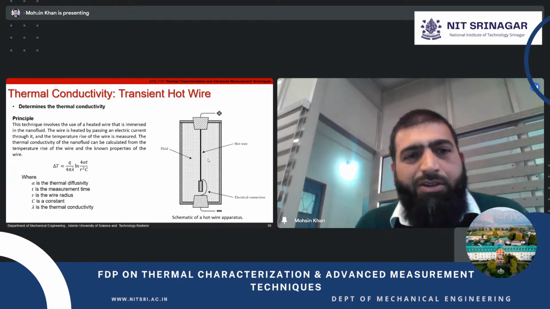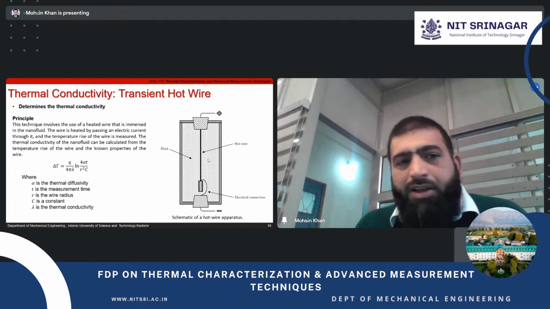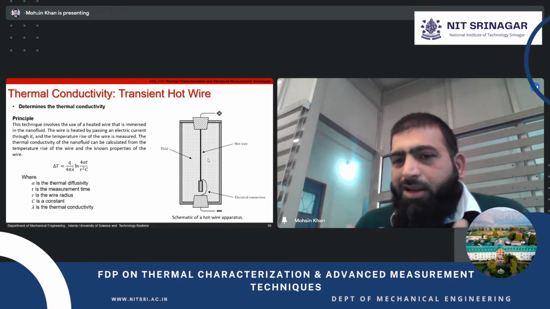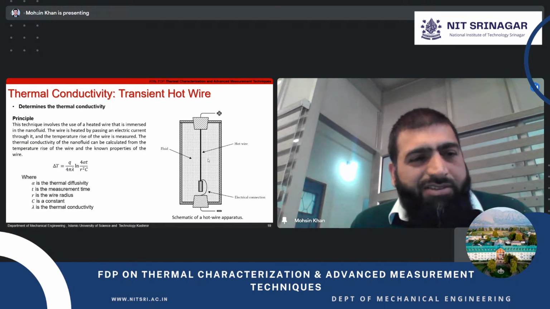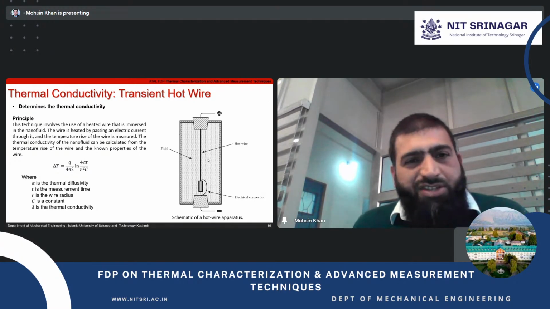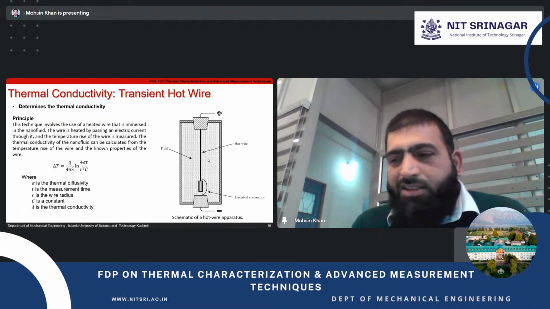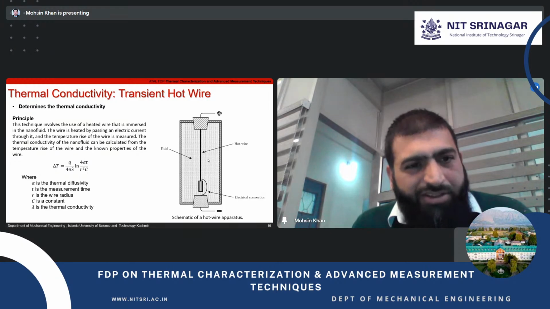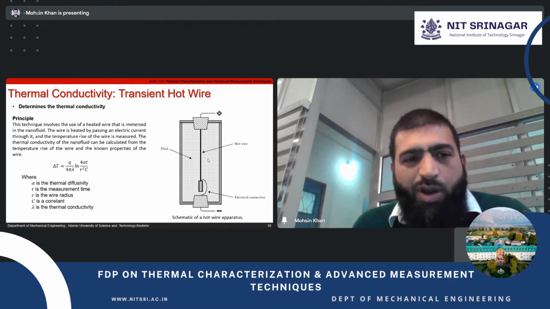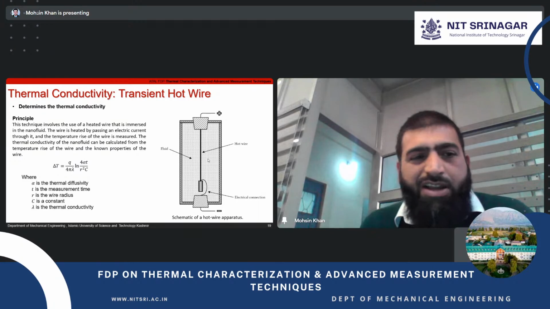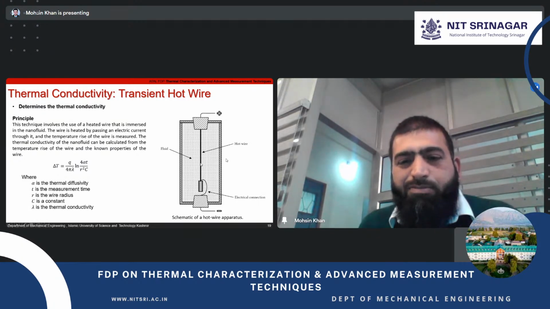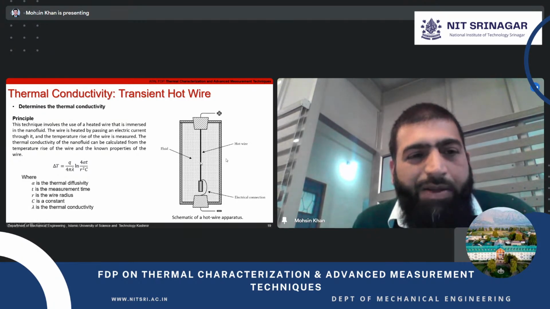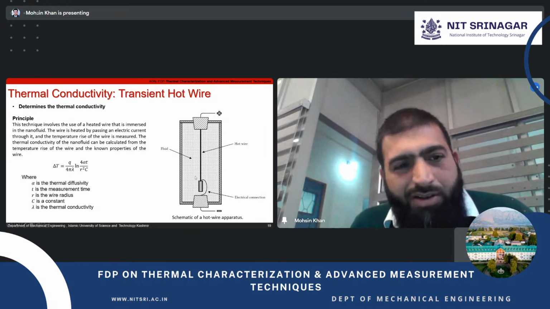Now coming back to thermal conductivity and thermophysical properties. There are various techniques to measure thermal conductivity. One such technique is the transient hot wire. In the transient hot wire technique, we use a heated wire that is immersed in a sample. This black bold line is the heated wire. It is immersed in a nanofluid.